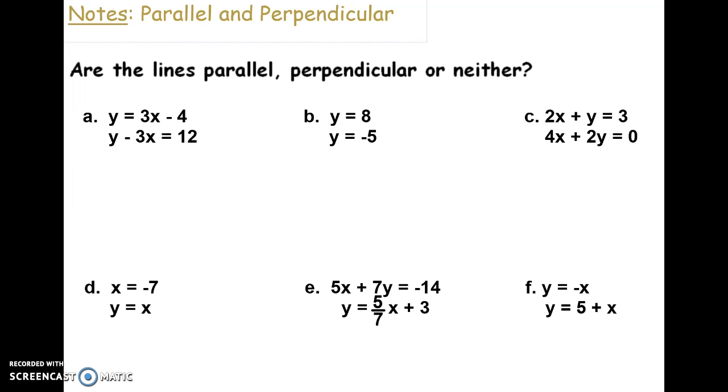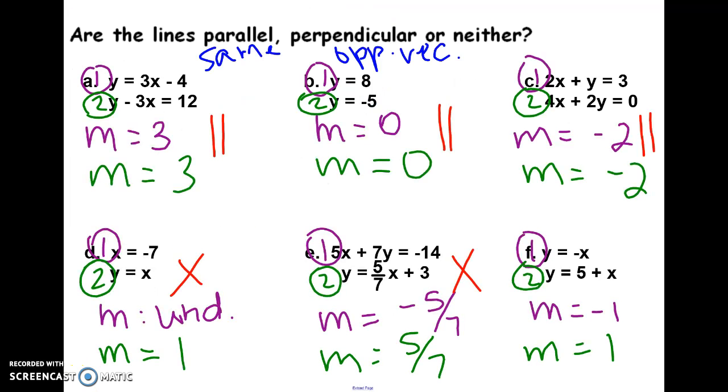So this next part is determining if lines are parallel, perpendicular, or neither. So remember, parallel has the same slope. Perpendicular has the opposite reciprocal. And if it doesn't apply to either one of them, then they don't have a relationship. So go ahead and try these on your own and then check back for your answers. All right, so go ahead and check your answers.